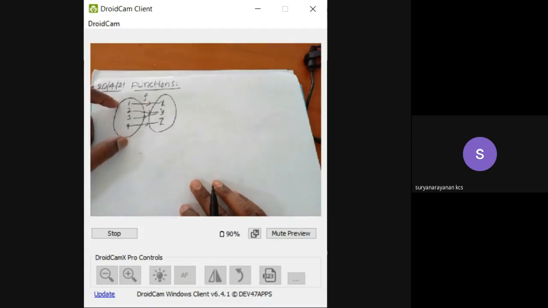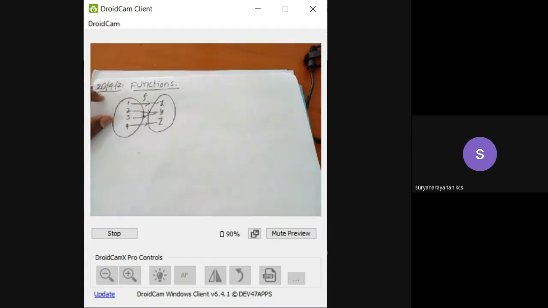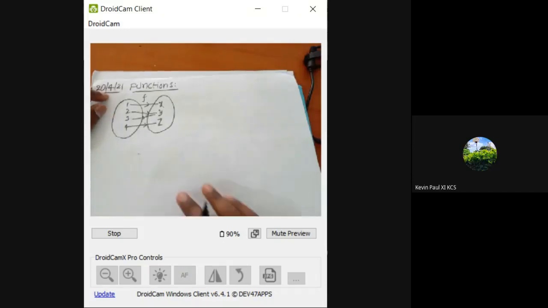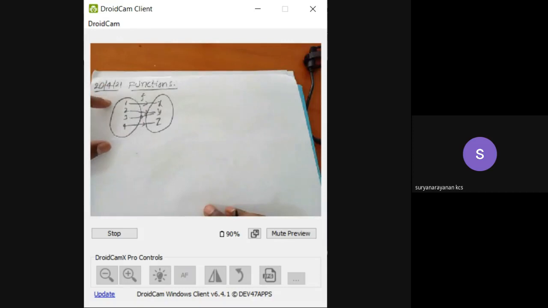What is the domain of this function? What are the elements in the domain of the function? What are the elements? 1, 2, 3, 4. Very good. 1, 2, 3, 4. What are the elements in the codomain of this function? Kevin Paul? What are the elements in the codomain of this function? X, Y, Z. Very good. X, Y, Z. This is an arrow diagram, pictorial representation of a function.